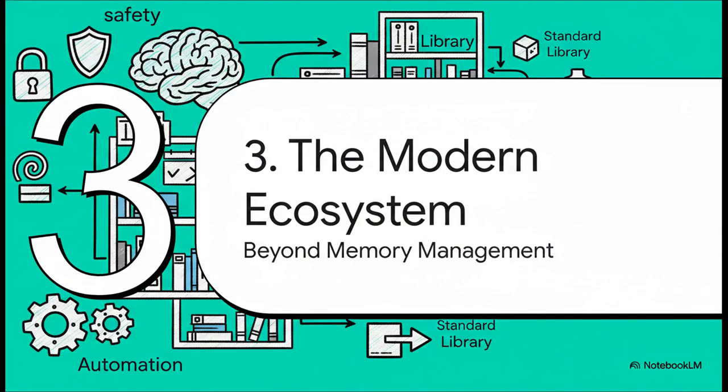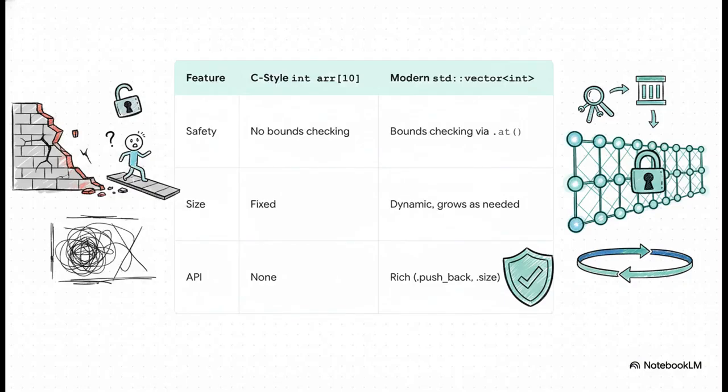All right, so we've tackled memory, which is huge. But this philosophy of safety and automation doesn't just stop there. It extends across the entire modern C++ library. Let's talk arrays. The old C-style array on the left is basically just a dumb block of memory. It has no idea how big it is, and it will happily let you write way past its end, causing that undefined behavior we talked about.